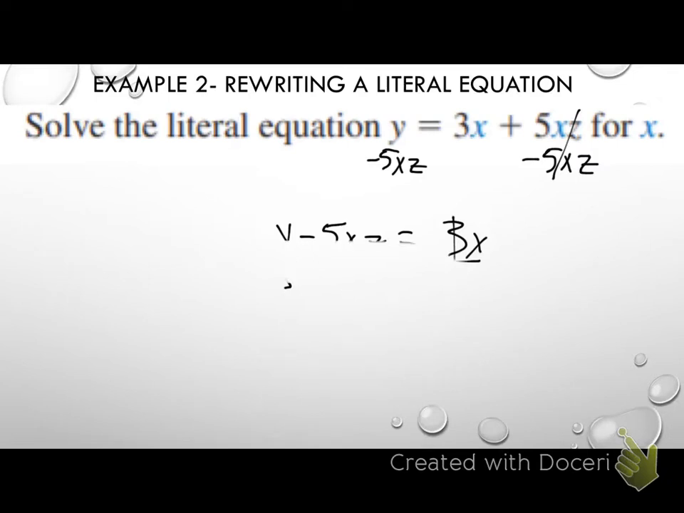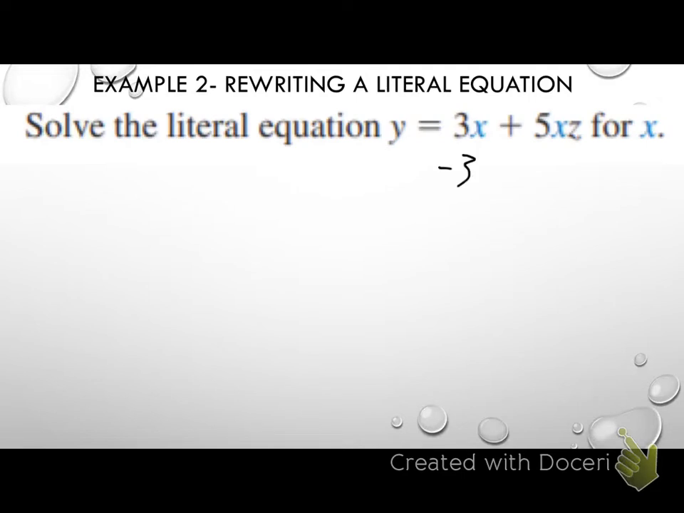So I'm going to erase. We don't need to do that. It's a good thought. Any other ideas here? Subtract 3x. We can try that.